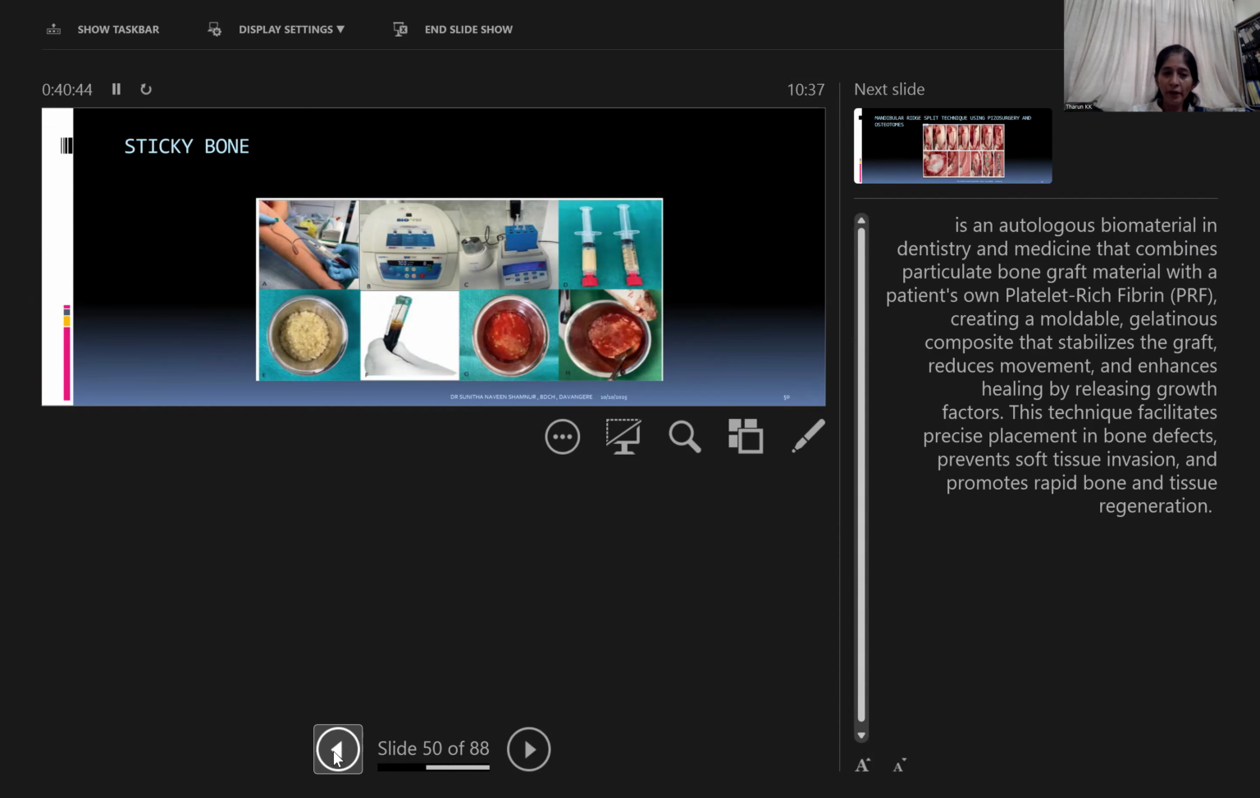So when you use the sticky bone, it creates enhanced growth potential, where it releases the growth potential cells, and when augmented with a horizontal bone defect, you have a more predictable outcome. So here we derive about 20 to 40 ml of blood from the patient. Then you subject it to centrifugation. Then you have the PRF there.